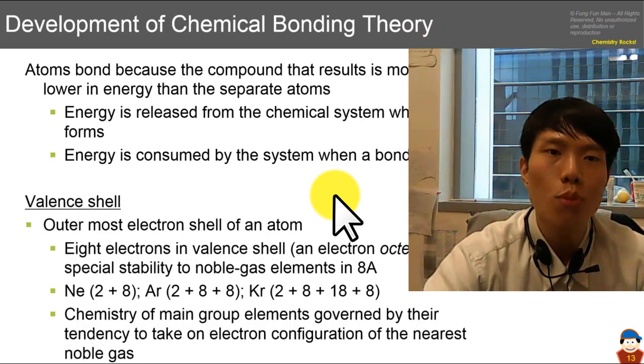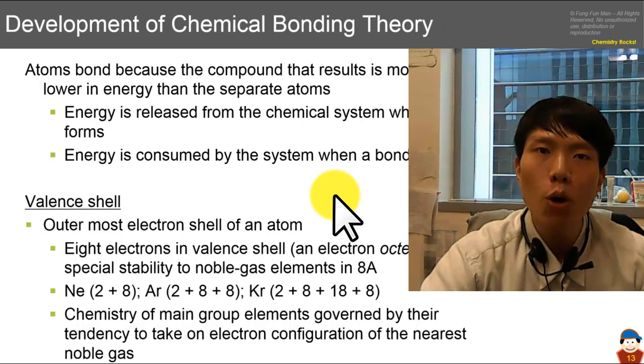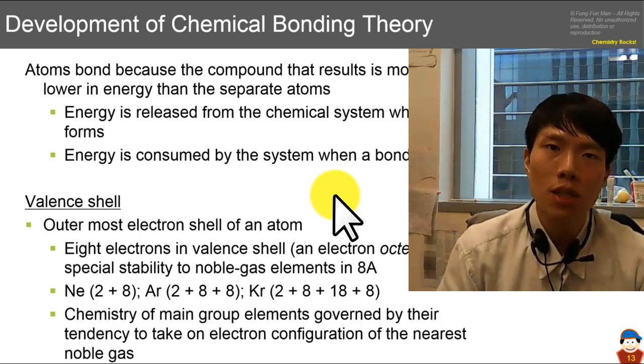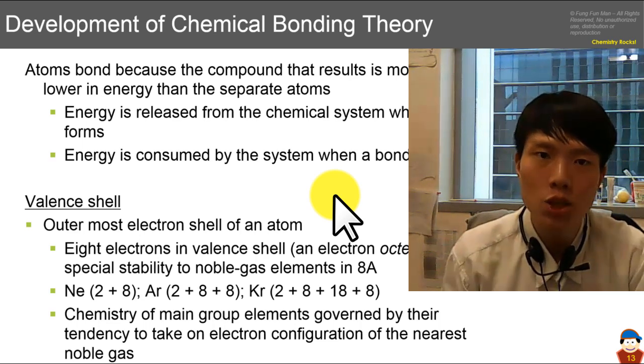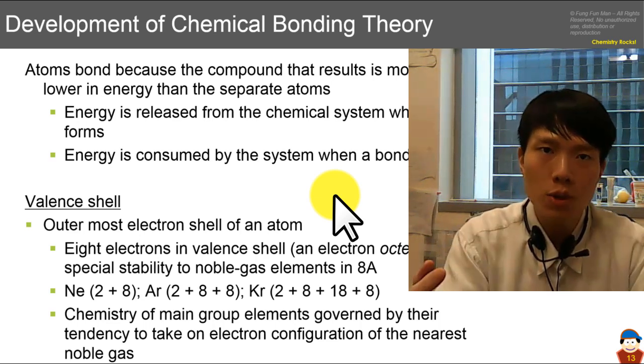Why do atoms form bonds? Because remember, all chemical reactions are driven towards stability. So when they bond, they become more stable, they lower their energy. So energy is released when you form a bond.